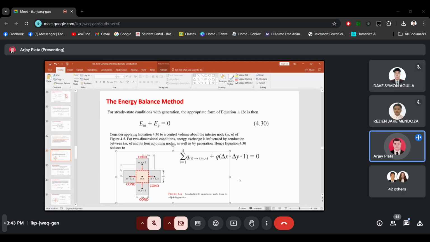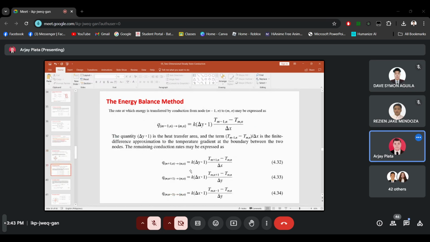So that's the mode of heat transfer here. If there's a convection, there should be a moving fluid here. But in case there's no convection, we only have this conduction heat transfer. So delta X is equivalent to delta Y.